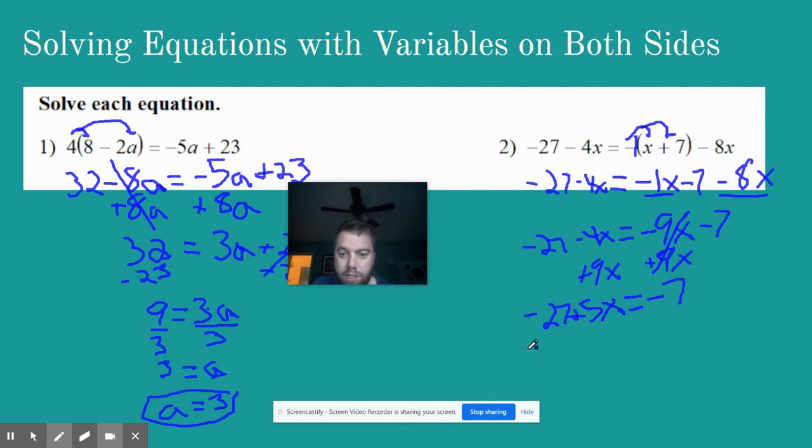So now we just have a two-step equation. We're going to add 27 to both sides. Add 27 to both sides. My work is getting sloppier, unfortunately. I'm using a different mouse. Equals 20. -7 plus 27 equals 20.